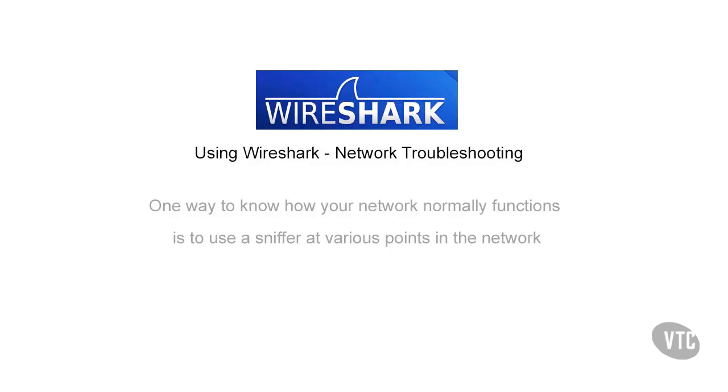One way to know how your network normally functions is to use a sniffer at various points within your network. This will allow you to get a sense of the protocols that are running on your network, the devices on each segment, and even the computers which are sending and receiving data most frequently.